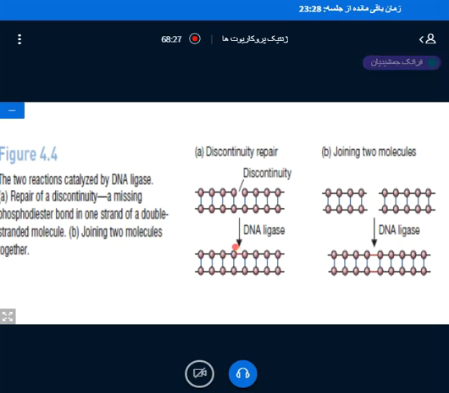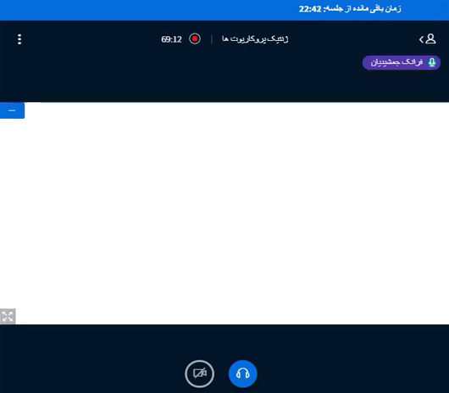Do you know what glue is? What does it mean to act as glue? It means it can repair the nick in the DNA. So if the phosphodiester bond between two nucleotides breaks, it can join them together, even in single strand or double strand. So it can join two molecules of double-stranded DNA, and it can also repair a single nucleotide break. So you all know about it.